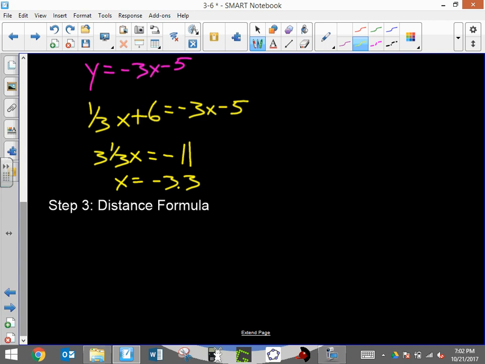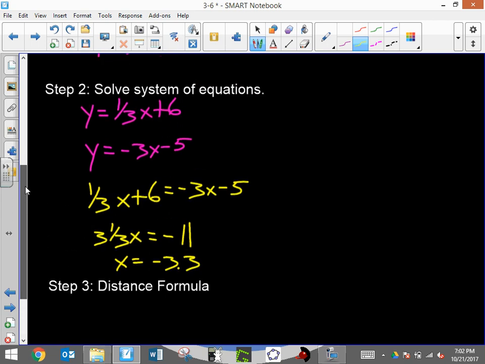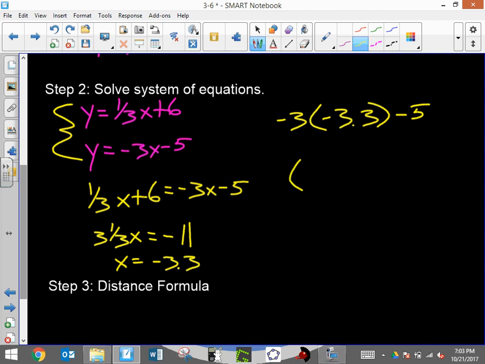Now I have to plug that into one of these equations, because I know y equals that. So I'm going to take probably this bottom one. I'm going to say negative 3 times my negative 3.3 minus 5 to get me my y value. So my x value was negative 3.3. When I plug that in, my y value is going to come out as 4.9.